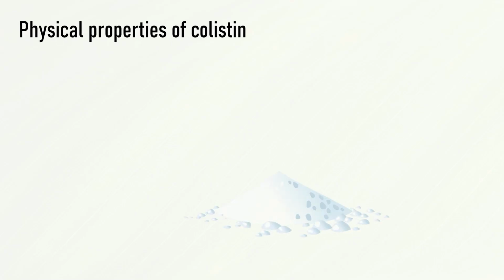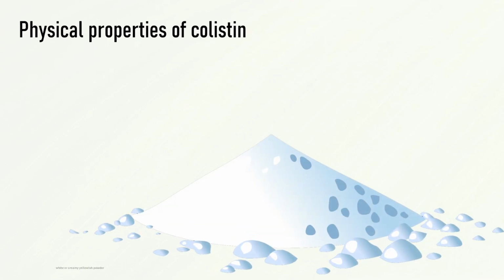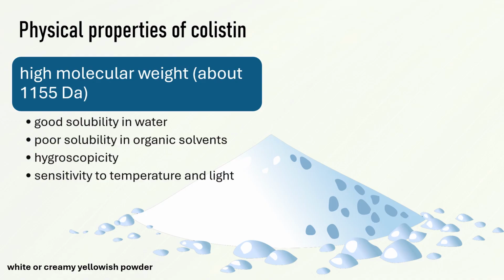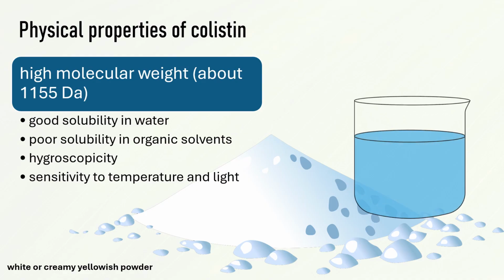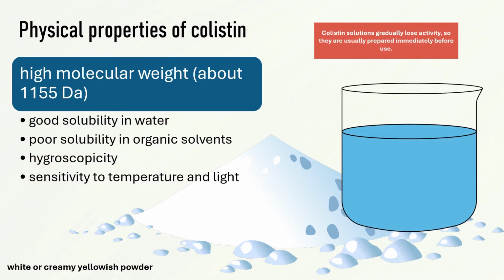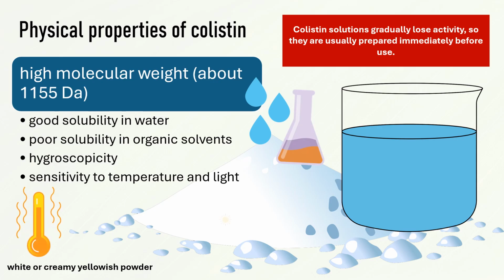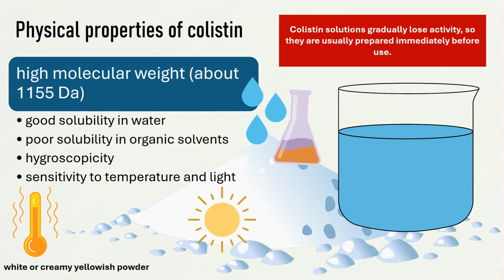Physical properties of colistin. Colistin is a white or creamy yellowish powder. Its main physical characteristics are high molecular weight, approximately 1155 daltons, good solubility in water, poor solubility in organic solvents, hygroscopicity, and sensitivity to temperature and light. Colistin solutions gradually lose potency, so they are usually prepared immediately before use.